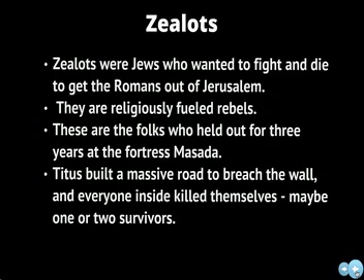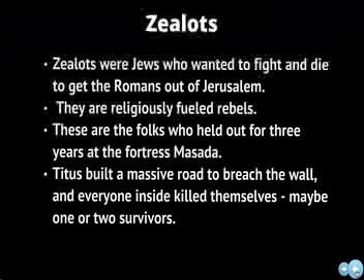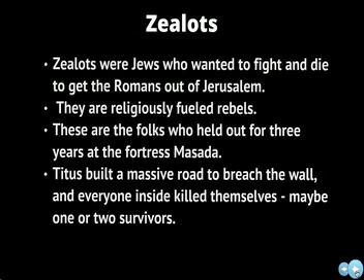The Zealots appear in the Bible, in the New Testament. They were the Jews who wanted to fight and die to get the Romans out of Jerusalem. The term zealot was probably given to them as a term of derision, because a lot of Jews accepted Roman rule as a fact of life. But the Zealots wanted to actually fight, and they did not succeed very often.